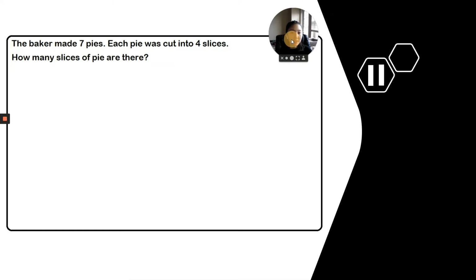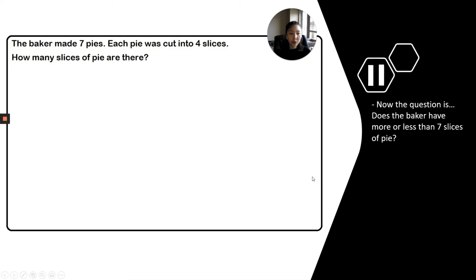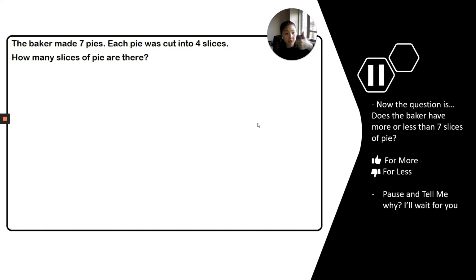So this is the part of the more or less than question. The question is, does the baker have more or less than 7 slices of pie? So make sure you're using your thumbs up and your thumbs down right now. So right now you're telling me, does the baker have more than 7 slices of pie? Not 7 pies, 7 slices of pies, or less than 7 slices of pies. And I'm going to pause the video so you can pause it and then you can tell me why. If you see my mouse scrolling over here, I'm going to press that pause button.